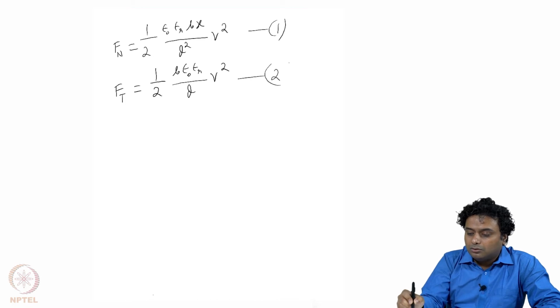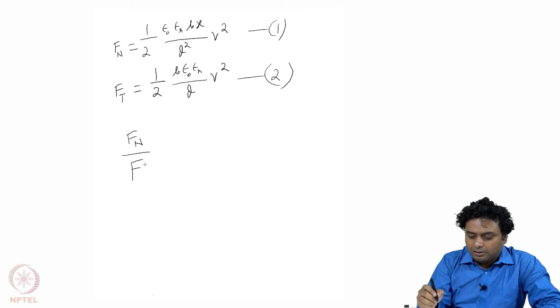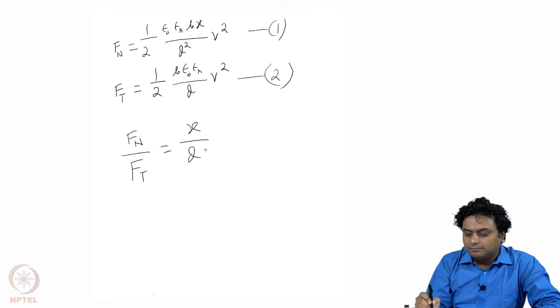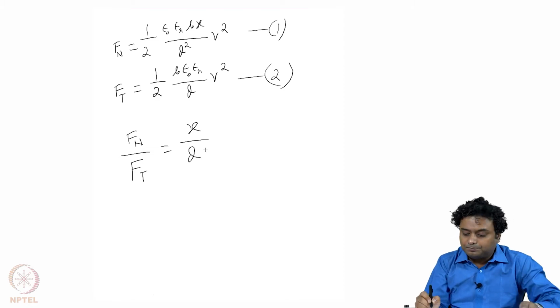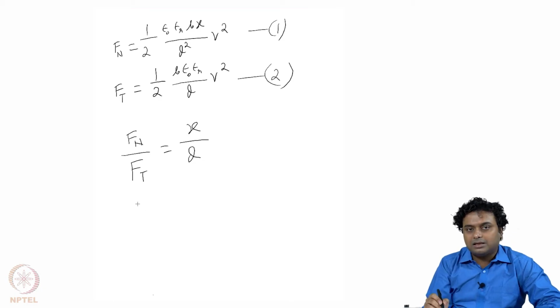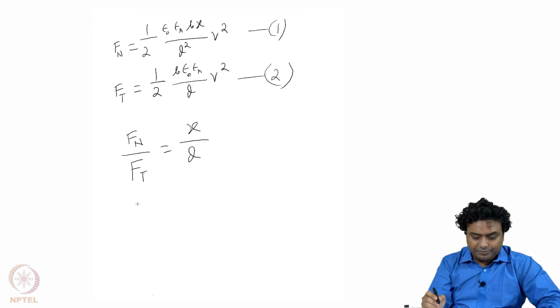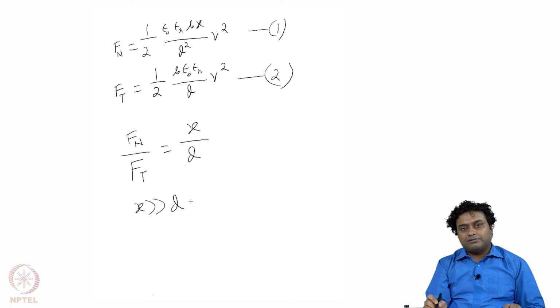and 2, if we divide 1 by 2, then we get Fn by F transverse is equal to x by d, right, x by d. Now, x is the displacement, how much we are shifting one plate from another. So usually for microscale systems, x is very much greater than d. Okay. X is very much greater than d, because the gap between two plates we keep very small.